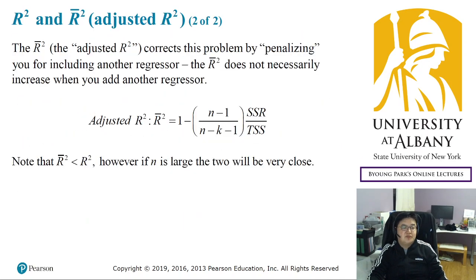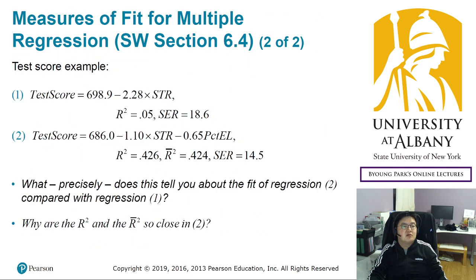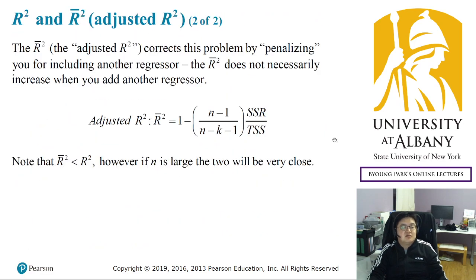So that means, in that case, the drop is little, so it means the additional variable is fine. It does not cause much problem. And by the way, also when n is large enough, then these two will be more similar.